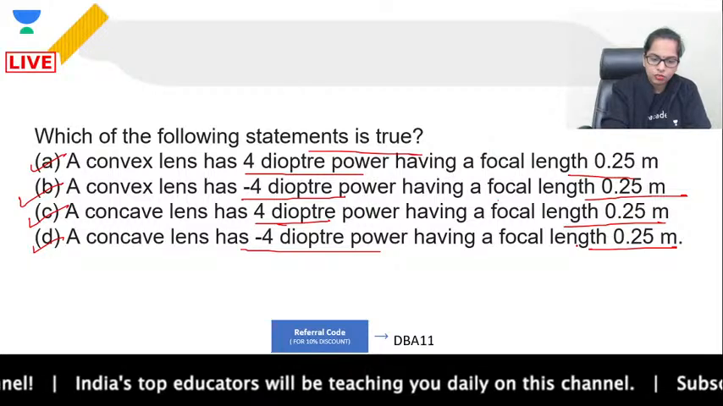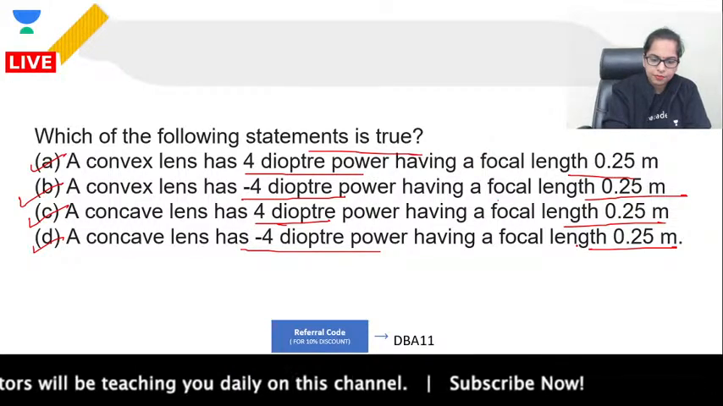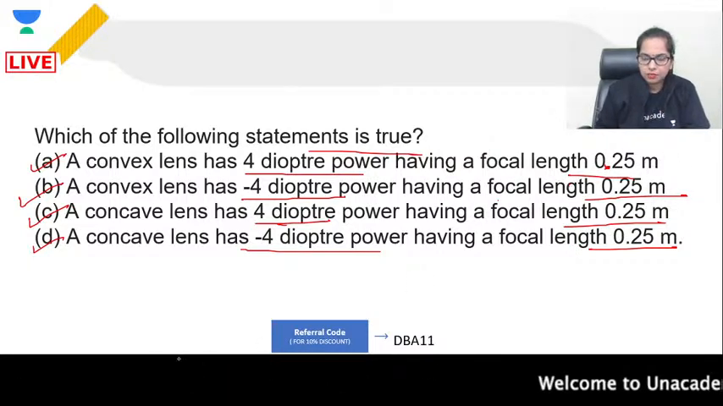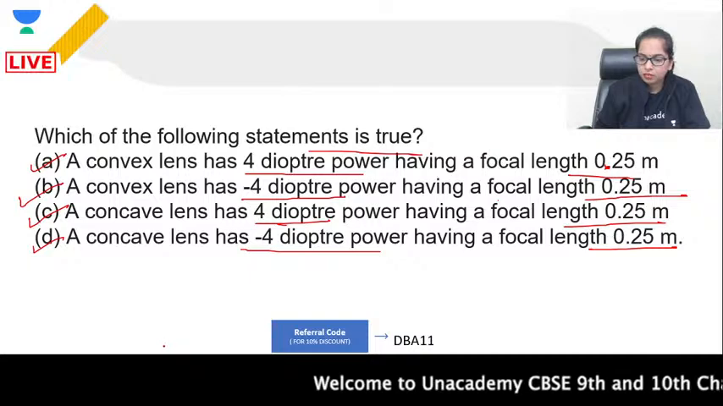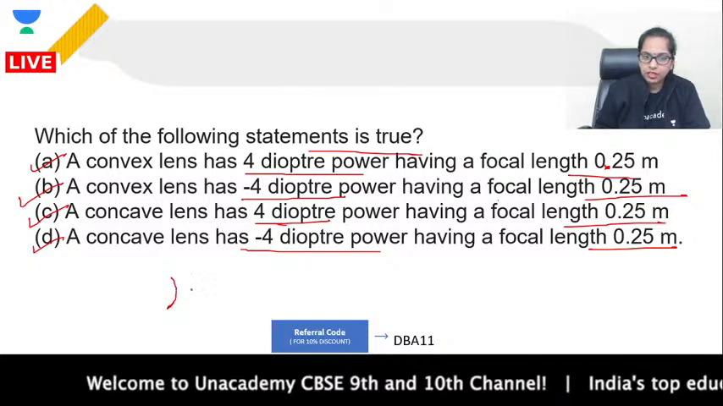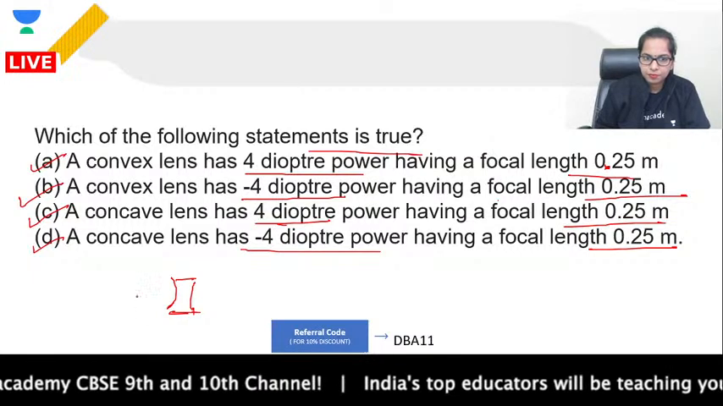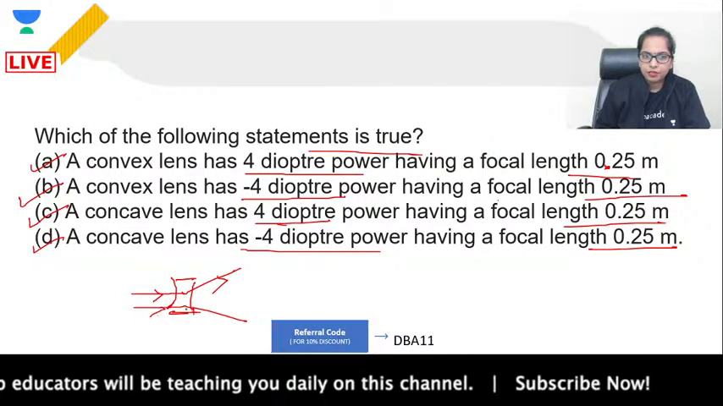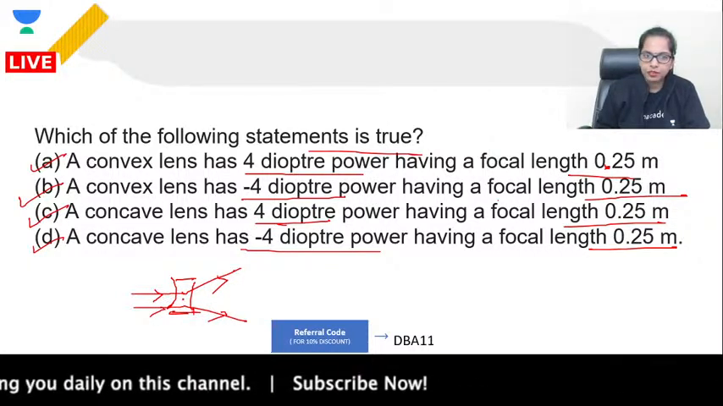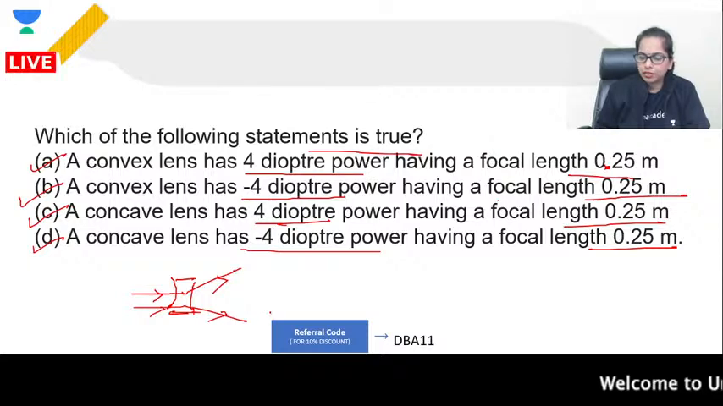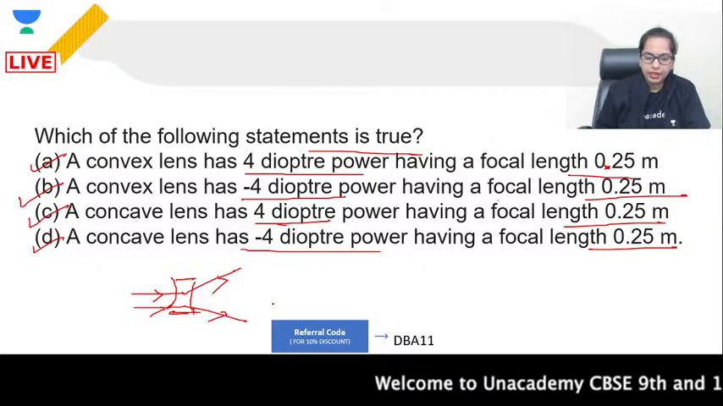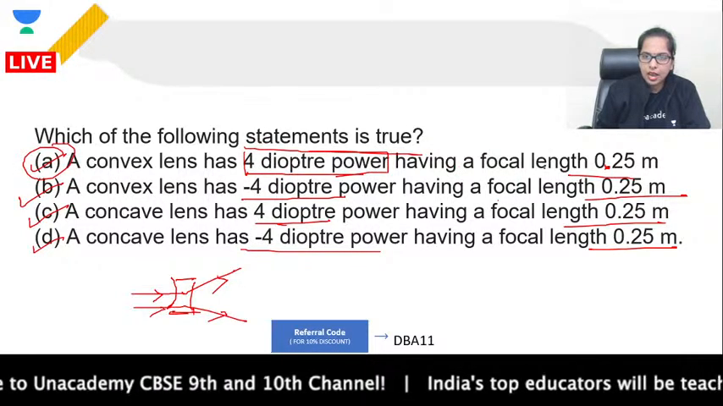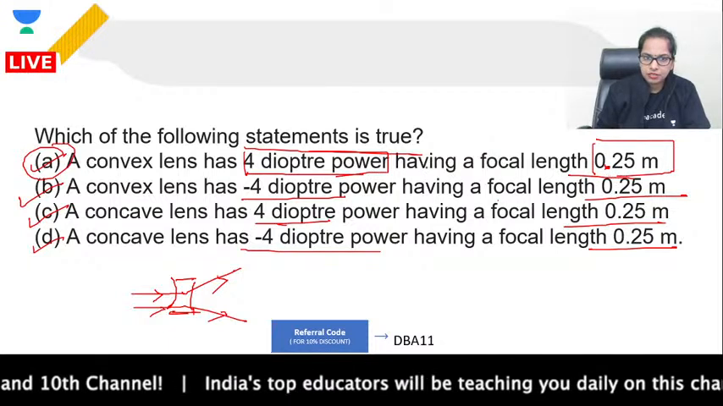I guess this is the last question. It should be 0.0. No, okay, let's tell. Concave lens is a diverging lens. They cannot converge at one point. Okay Lavanya, they cannot converge at one point. They are getting diverted. That is why. Okay, Lavanya. The right answer for this question will be option A. Convex lens has 4 diopter power and the focal length is 0.25 meters. Okay?